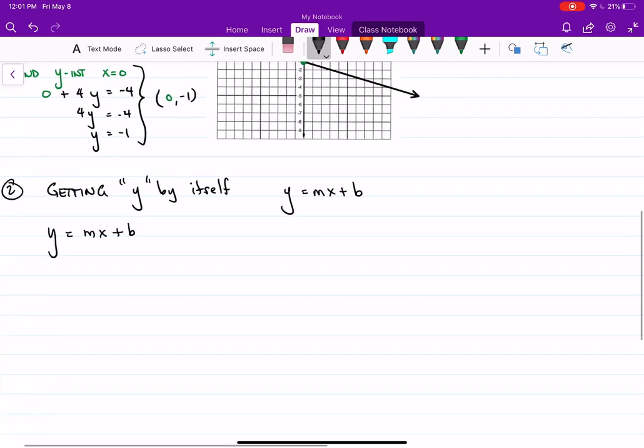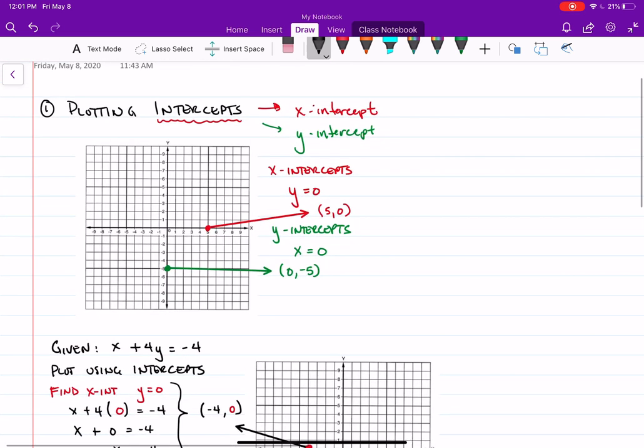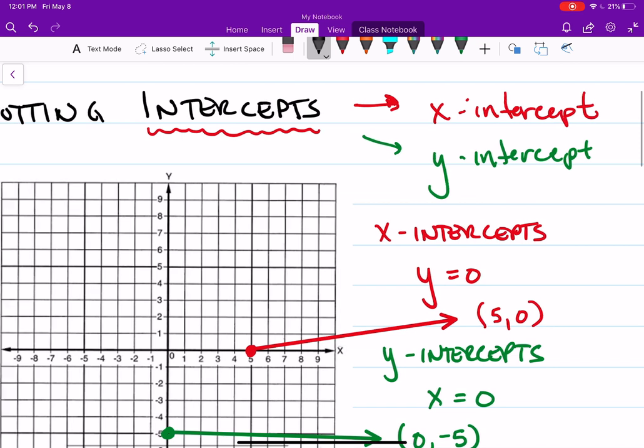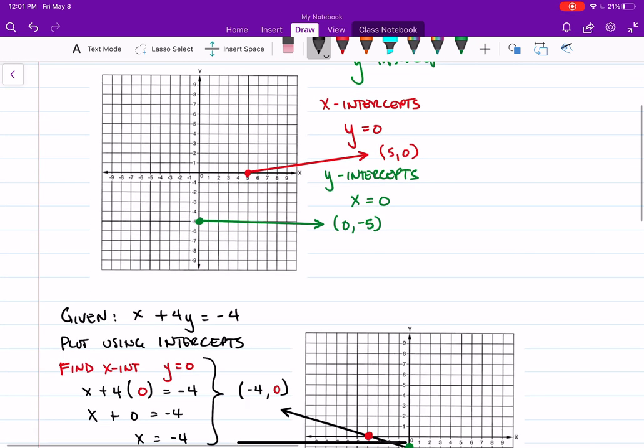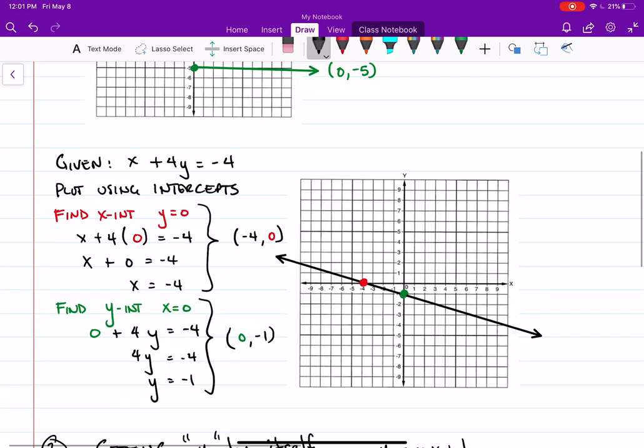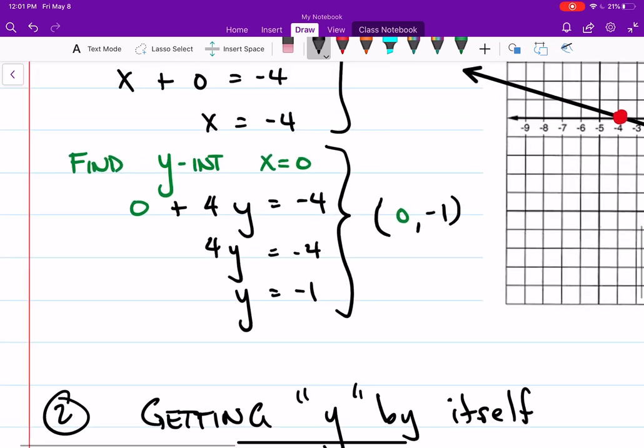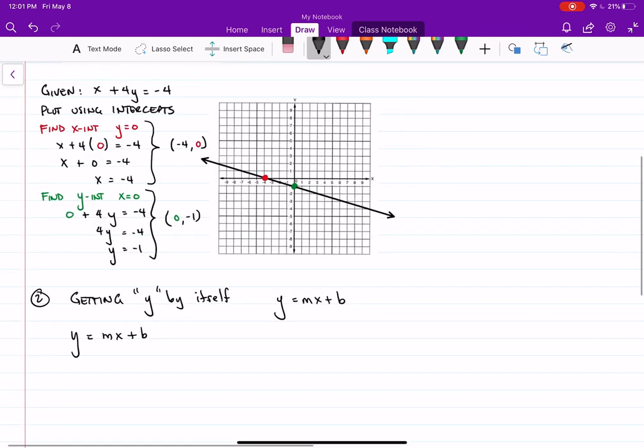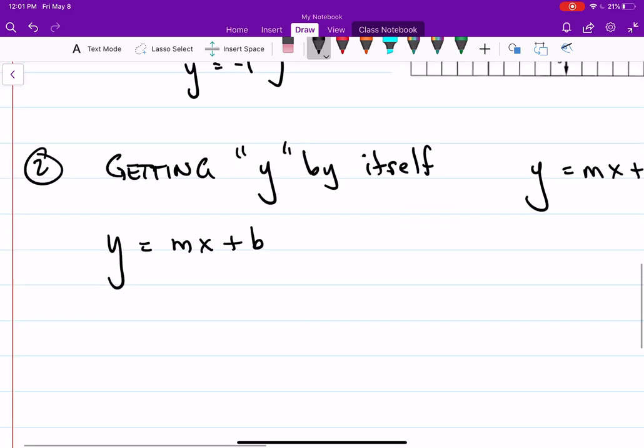Oh, by the way, I don't like using intercepts, and the only reason why I don't like using intercepts is only because it doesn't always work. There are situations that it will work, and there are situations where you're going to get fractions for the x and the y here, which is very hard to graph. So just be careful. You can't just depend on plotting with intercepts. Now you can depend on this. This will work every single time.